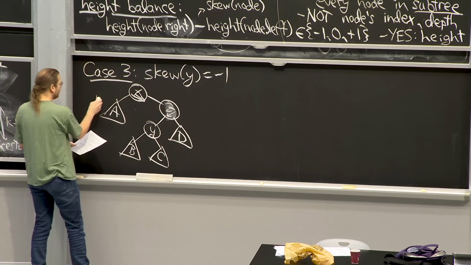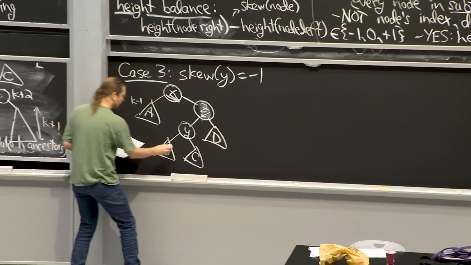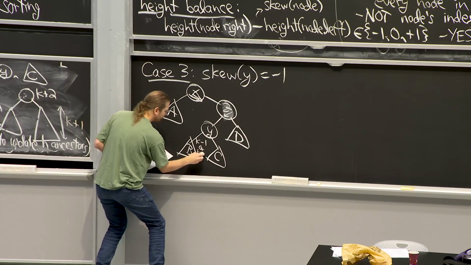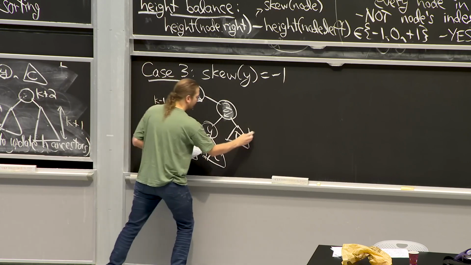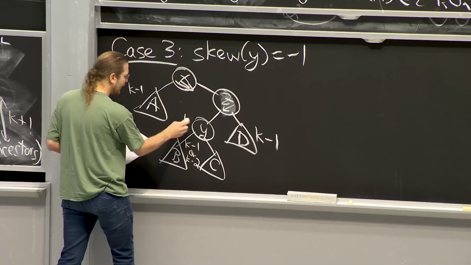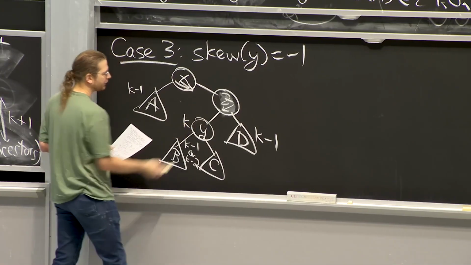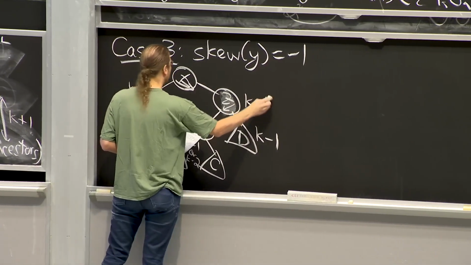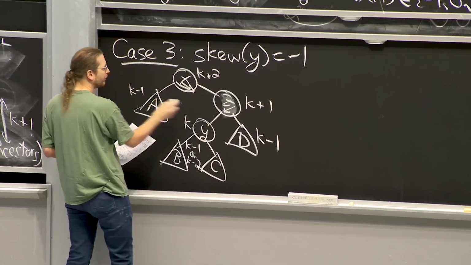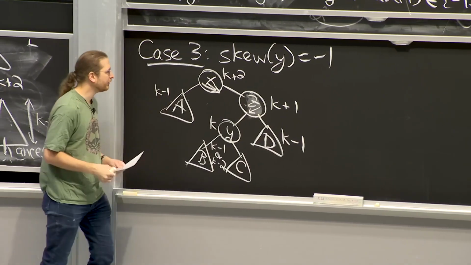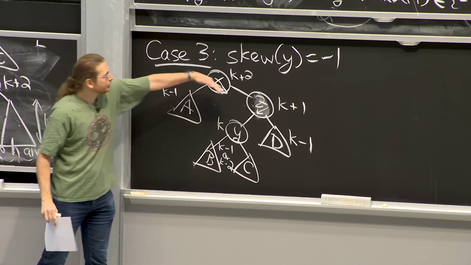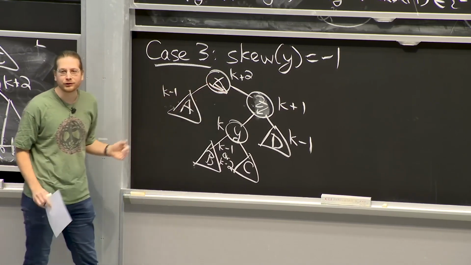And I'm going to label the heights of these things. These are each k minus 1 or k minus 2. This one's k minus 1. And now compute the inside. So this is going to be height k for this to be left leaning. So this is k plus 1. And this is k plus 2. Okay, but the problem is this is 2 higher than this. The height of z is 2 higher than the height of A. In this case, if I do this rotation, things get worse, actually.